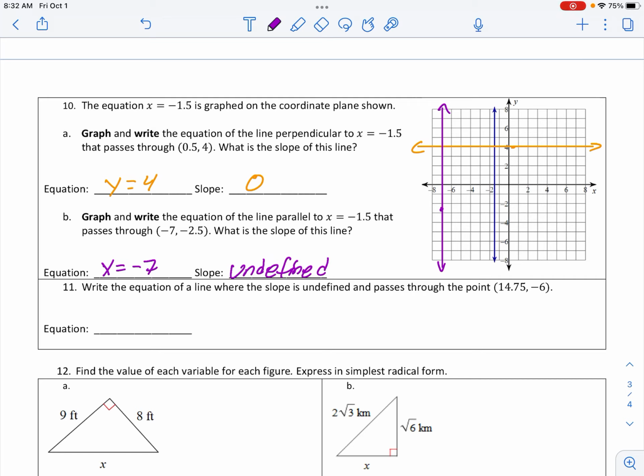Last one there, number 11. Write the equation of the line where the slope is undefined. So as soon as I realize the slope is undefined, I gotta have a vertical line. Now I want it to go through the point (14.75, negative 6). So think about it, it's gotta be vertical. I gotta go through that point. That means it's whatever the x coordinate is, just like we did back on number 10, okay? So since we want it to go through 14.75, that's the x value. It's gotta be at x equals 14.75. That's gonna give you a vertical line such that the slope is undefined.